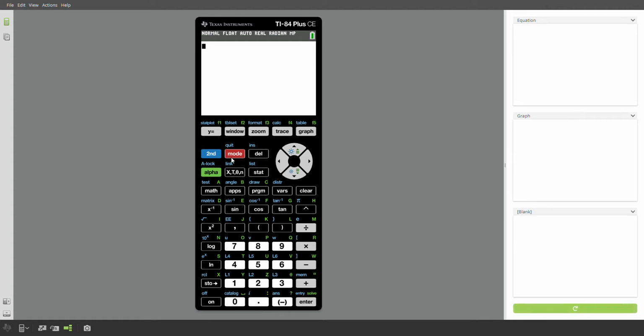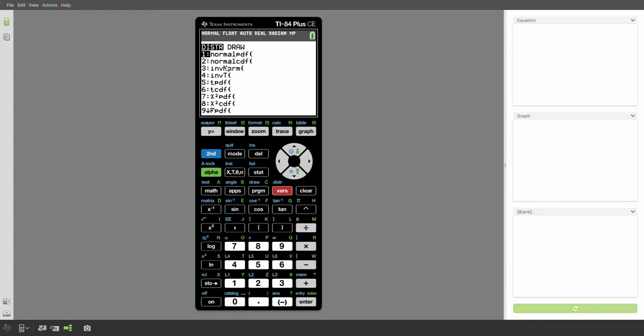So we're actually going to go to a familiar place, this distribution command. As it's in blue, you have to hit the second button first to get into that menu. And this is the same place that we found the binomial PDF and the binomial CDF commands. But fortunately, we don't have to scroll down. The normal commands are right at the top.